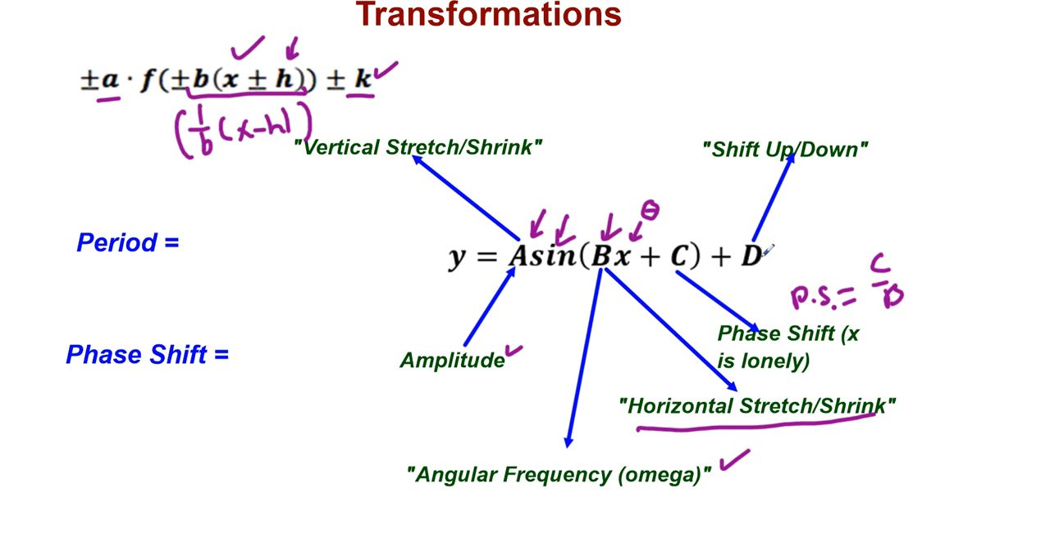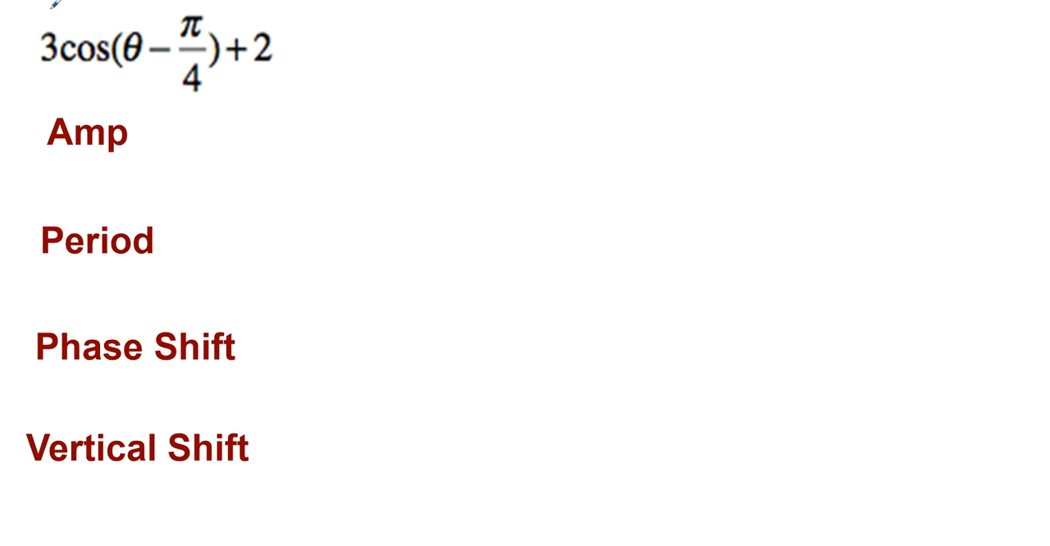These examples can go very quick once you get the rules down. So here comes our first one. We got 3 cosine of theta minus pi over 4, plus 2. Again, we're going to be in radians. Unless you see degrees, we're playing in radians. Our amp is super easy. It's this number right there, equal to 3. So our amplitude is 3. That means we're going to be 3 above our equilibrium line and 3 below our equilibrium line.